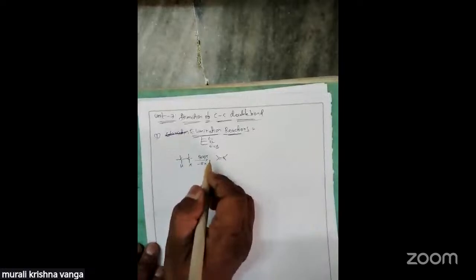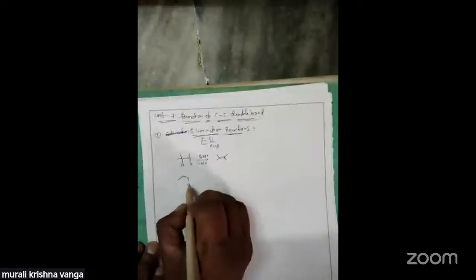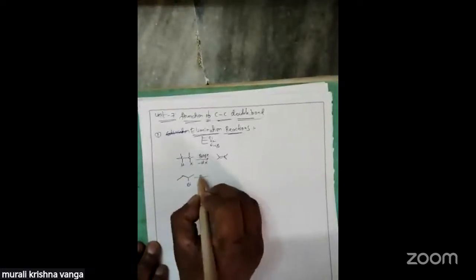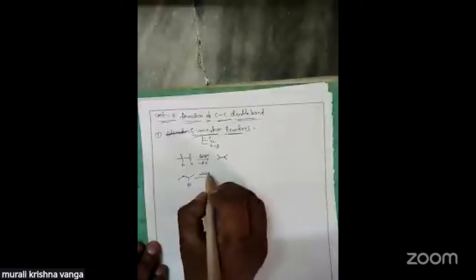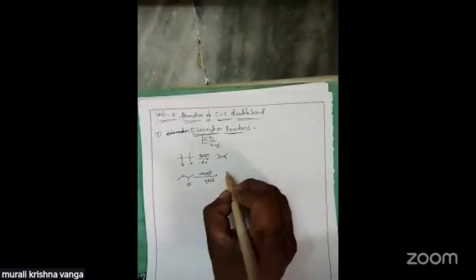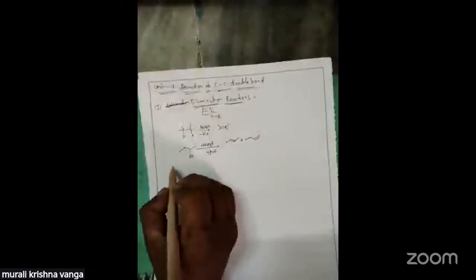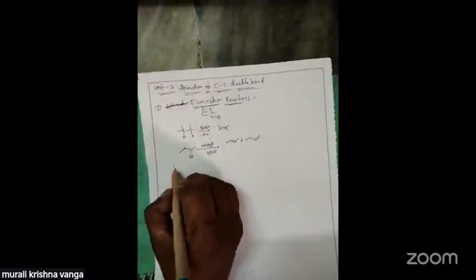Another example: when it is reacting with sodium ethoxide in ethanol solvent, then we get two products. So the Saytzeff and Hofmann products will be obtained. Next one is syn elimination reaction.